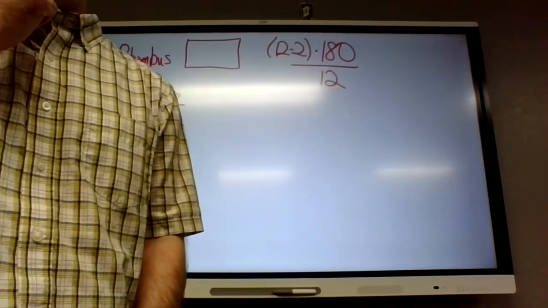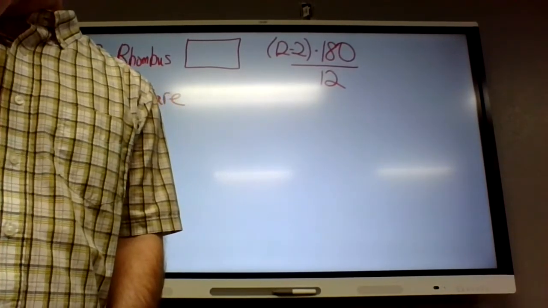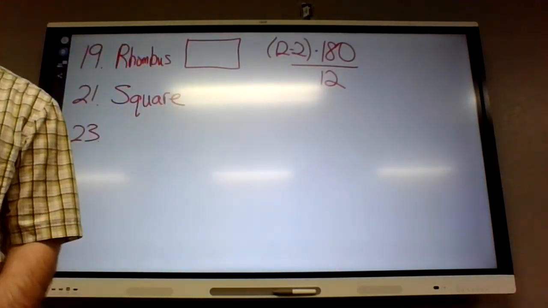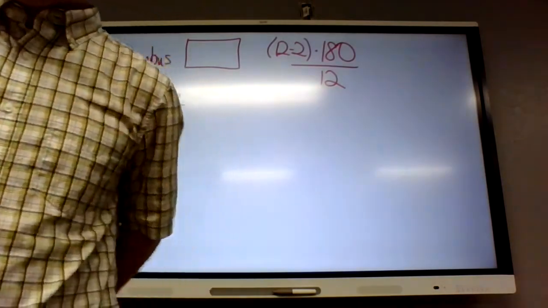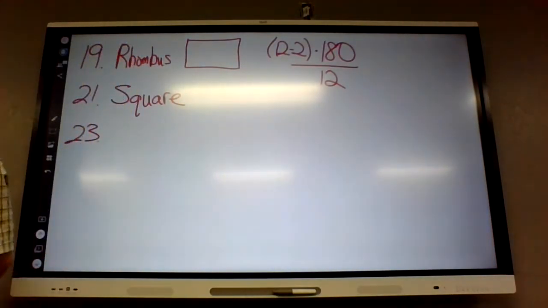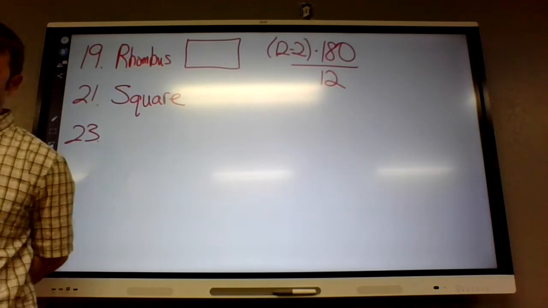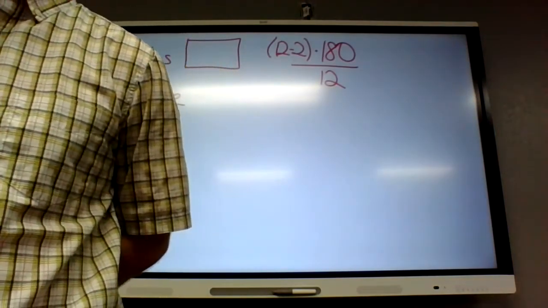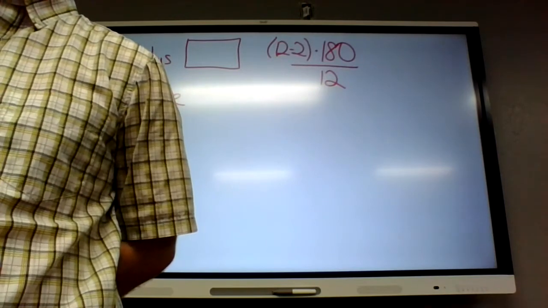23, use quadrilateral ABCD. Okay, oh gosh, I'm gonna regret this. Okay, use the slope formula. You guys remember the slope formula? It's right here over my shoulder. I see it. Okay, use the slope formula to show that ABCD is not a rectangle.